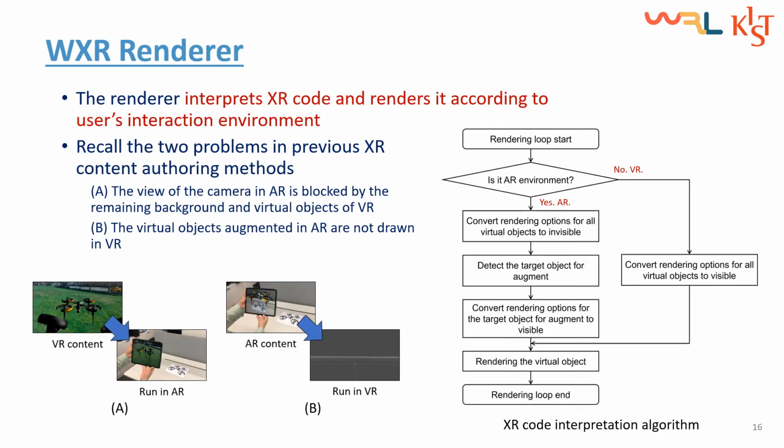Next, we devise a renderer that has an algorithm rendering XR content in VR as well as in AR. If a user plays the content in VR, the renderer makes all nodes in the scene tree visible. By doing that, we can circumvent the problem that when AR content is played in VR, the background and 3D models do not appear. And if the user plays the content in AR, the renderer firstly makes all nodes in the scene tree invisible, then makes visible only the nodes which are recognized by the AR engine. By doing that, we can evade the problem that the background has camera view when VR content is played in AR.